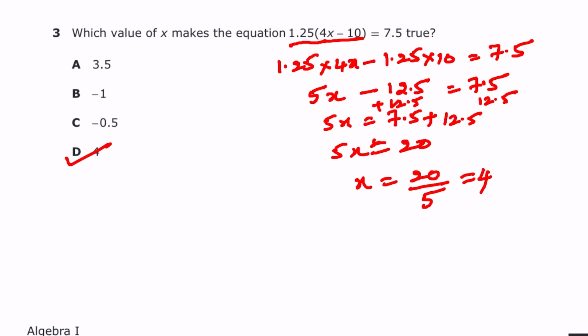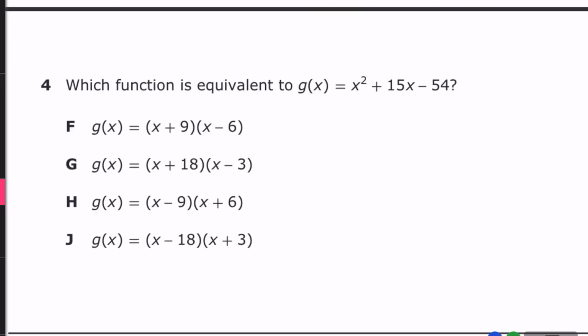Next, going into the fourth one, which function is equivalent to g of x is equal to x square plus 15x minus 54? We'll see over here. First we'll take the product of the coefficient of x square and the last term. So 1 into minus 54, which is equal to minus 54.